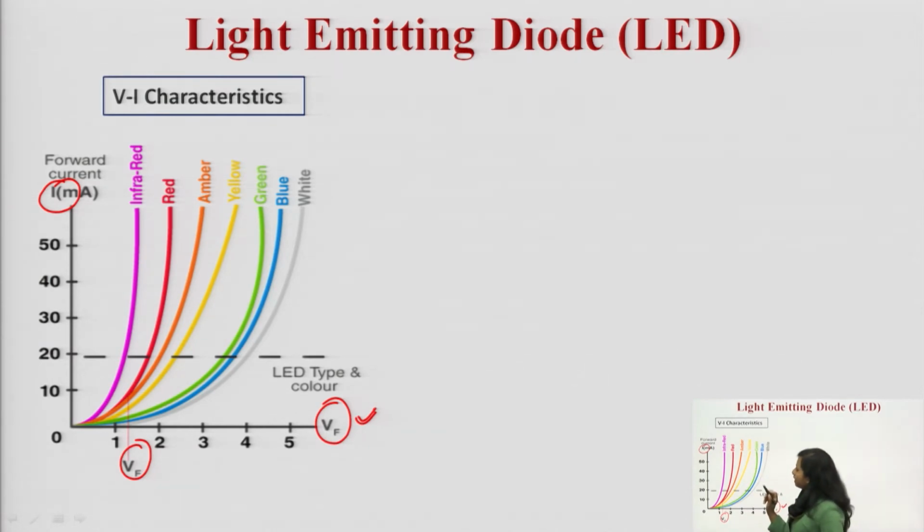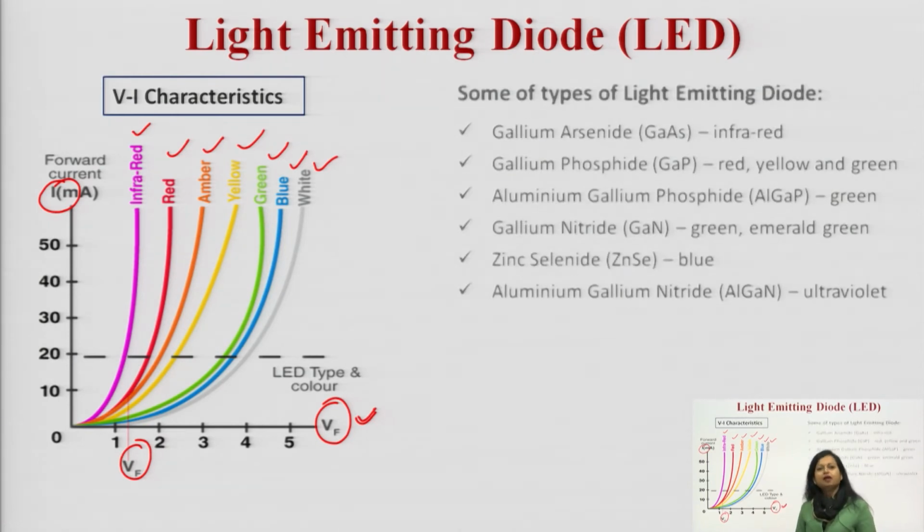But here you can visualize that different colors have been shown: infrared, red, amber, yellow, green, blue, white. What do you mean by this? And how do these characteristics and colors look, and how do we differentiate them? As I have told you, in the manufacturing of LEDs, compound semiconductors are used, and depending upon the composition of the compound semiconductors, different colored LEDs can be manufactured.